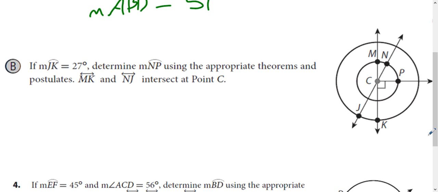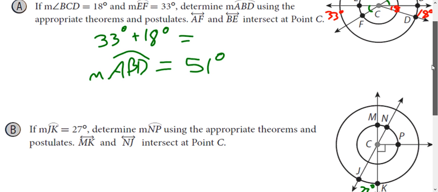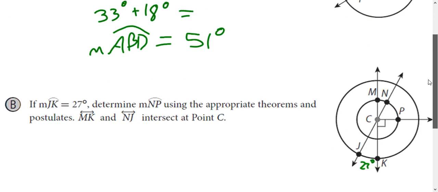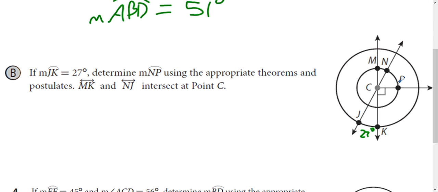Here's another one. JK is 27 degrees. NP is what we're trying to find. So NP is on this smaller circle, but it doesn't matter. That arc will have the same measure as the big arc if that's what we're looking for. So if this is 27 degrees here, the central angle will be 27, this arc is 27, everything around here is 27 degrees, so that's 27 degrees over there.